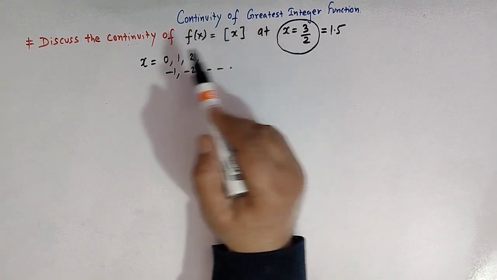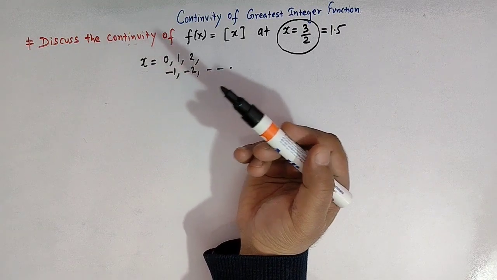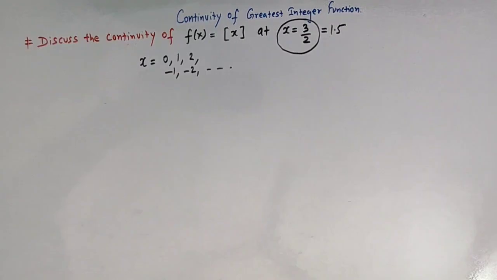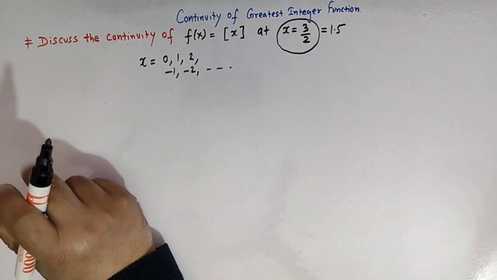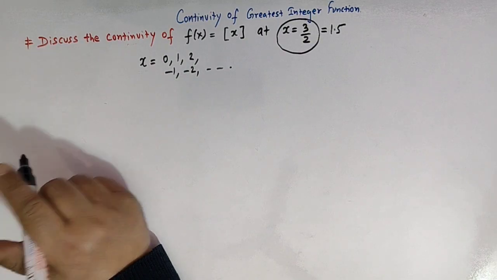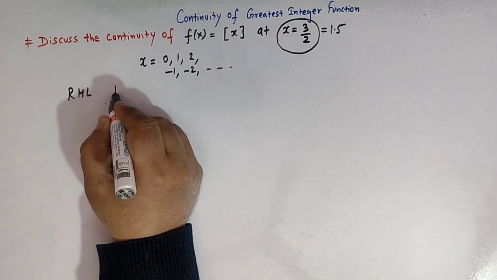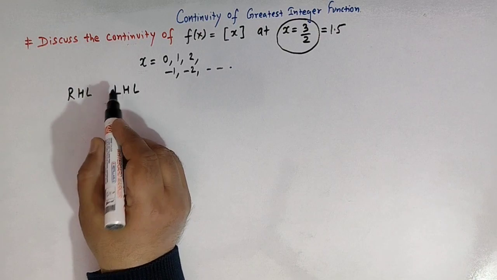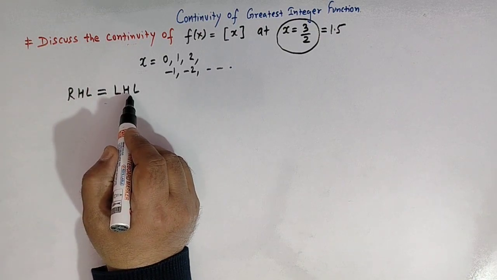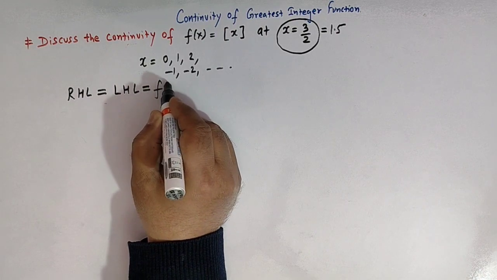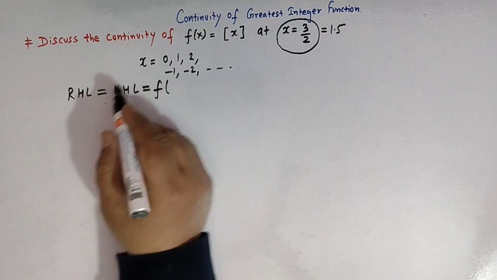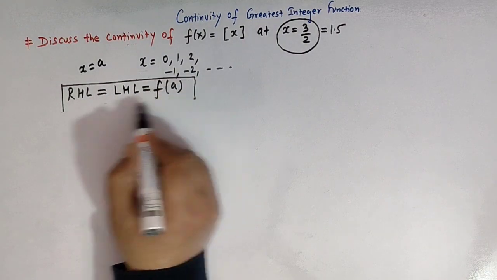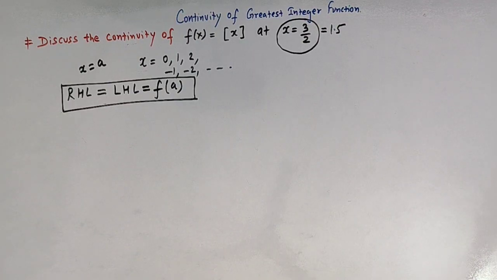So let us see how we can prove the continuity or the discontinuity of this greatest integer function at x is equal to 1.5. So now in order to prove the continuity of any function, we need to find out the right hand limit and the left hand limit, and both these limits should exist and be finite and equal, right? And moreover, these two limits must be equal to the value of the function at the given point, right? So here if we take the point as x is equal to a, then we must have this condition for the continuity of any function.